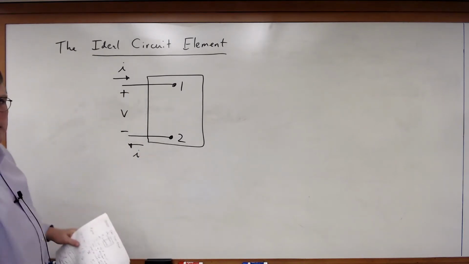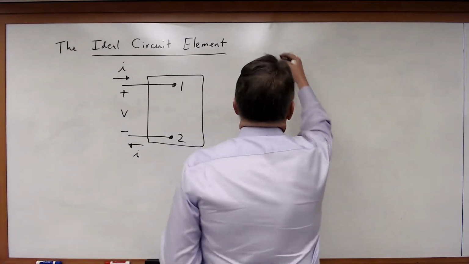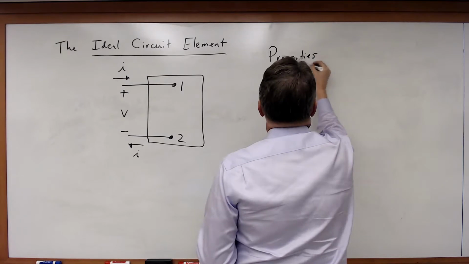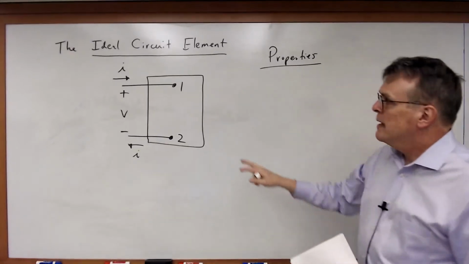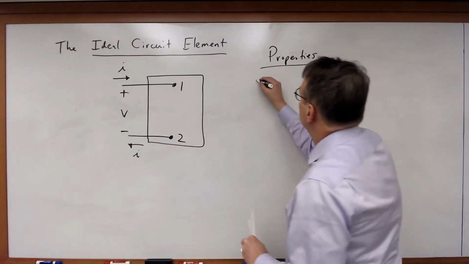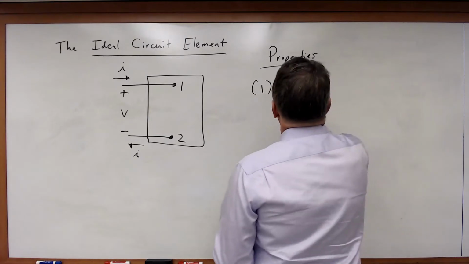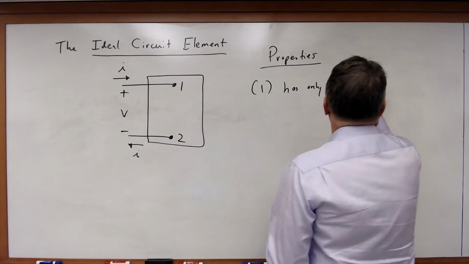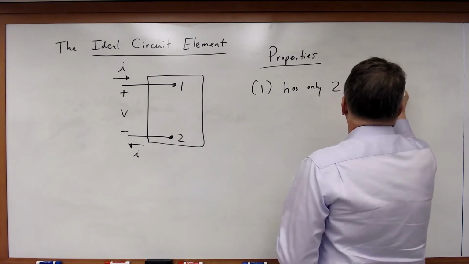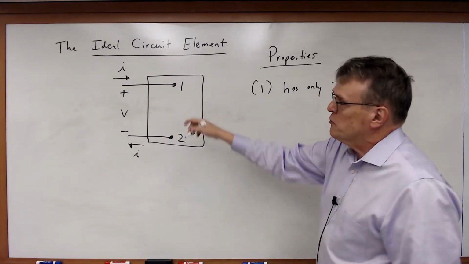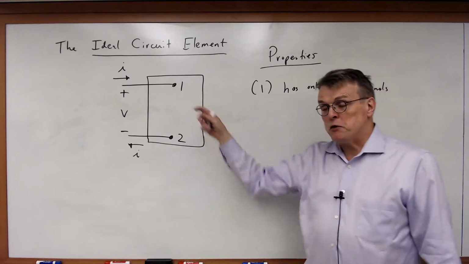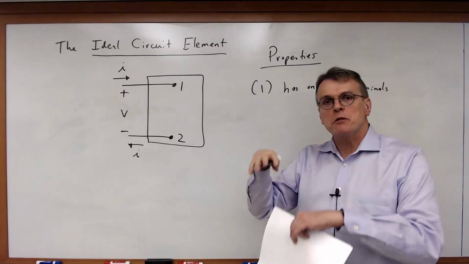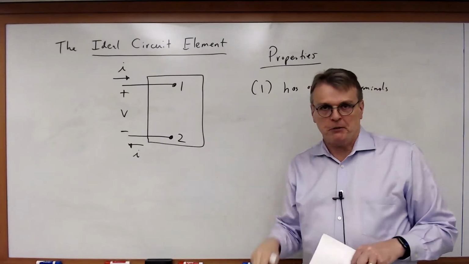So what are the properties of this ideal circuit element? First property: it has only two terminals. There are lots of electronic components that have more than two terminals, but as we're going to see later on, they can be modeled in terms of ideal circuit elements that have only two.